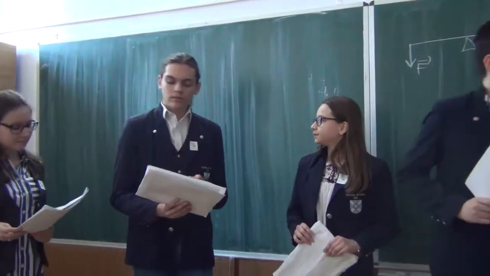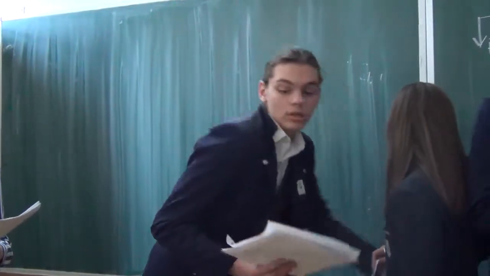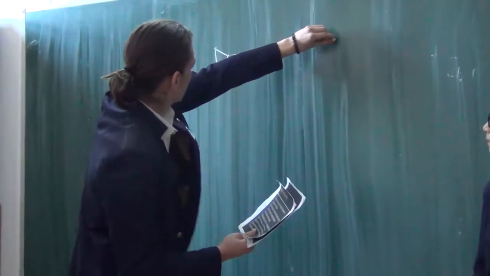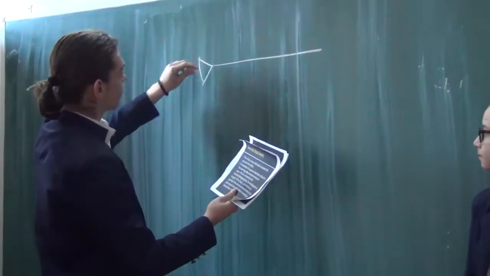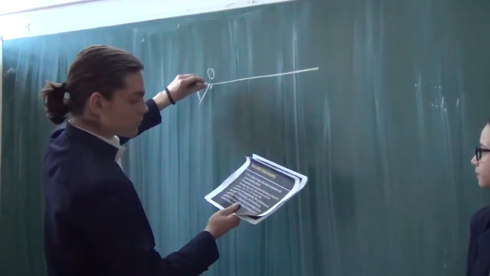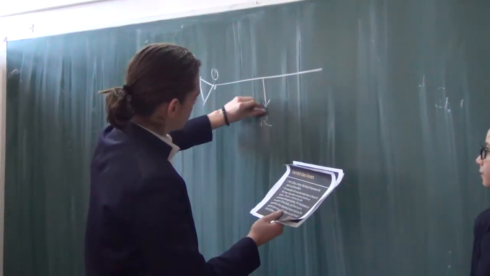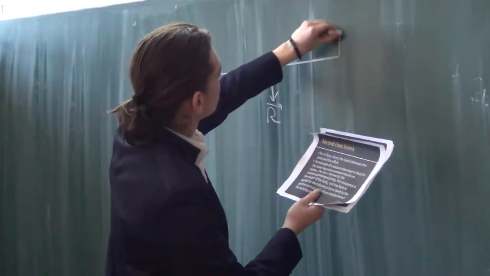For a class 2 lever, the load is between the pivot and the effort. Let me show you. Here is the lever, here is the pivot. We have the load and the effort.